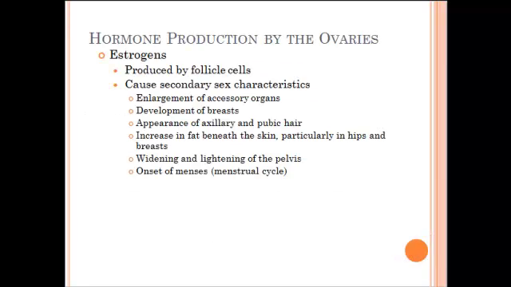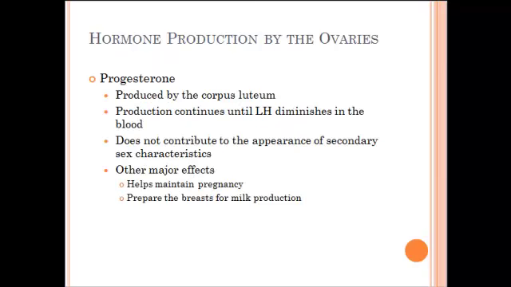Here's a list of the things that the hormones do. So we have estrogen. It's produced by the follicle cells. It causes secondary sex characteristics, developments of breasts, pubic hair, fat beneath the skin, widening and lightening of the pelvis, all of the things that you associate with female secondary sex characteristics. We also have progesterone. This is produced by the corpus luteum, and it continues until LH diminishes in the blood, then it's going to drop off. And it doesn't do anything with secondary sex characteristics, but it does maintain pregnancy and prepares for the birth of the baby as well. So that's how the menstrual cycle happens and what's going on there.